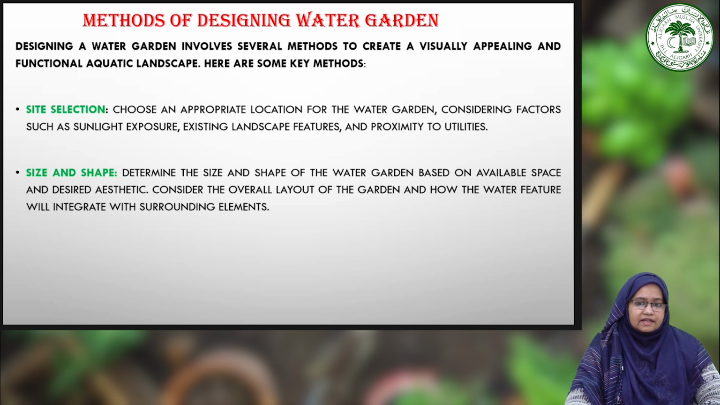utilities. The next thing is the size and shape of the water feature. Determine the appropriate size and shape of the water garden based on available space and desired aesthetic. Consider how it will integrate with the overall layout of the garden and surrounding elements.